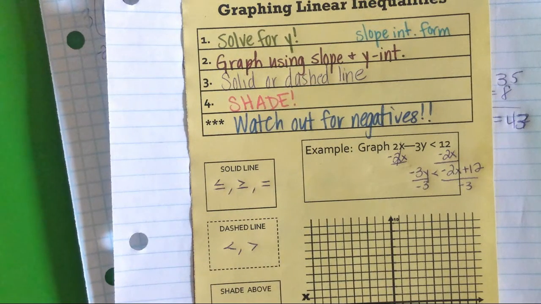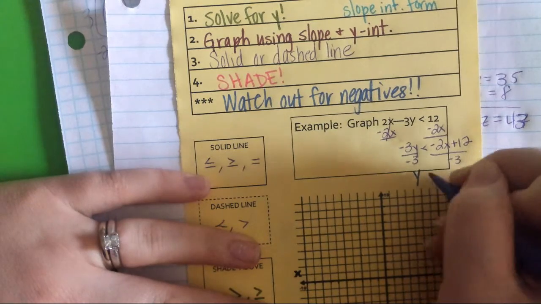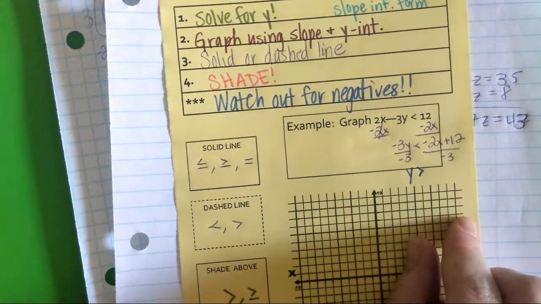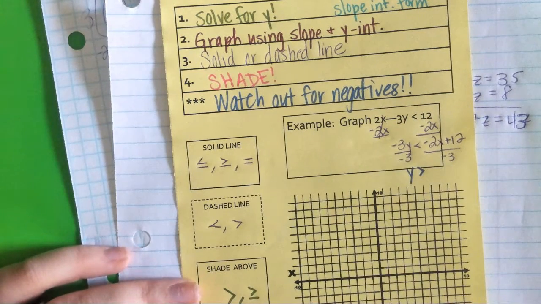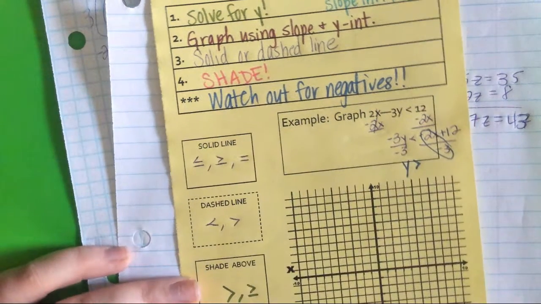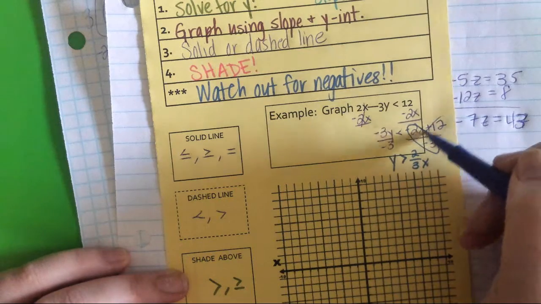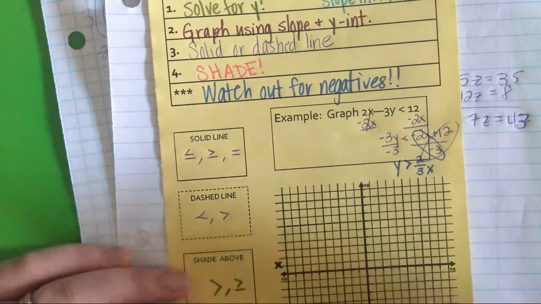Okay, so I have an example, and I have to come back to it now. If I don't flip the sign, I'm going to end up shading below because it's a less than. And then everything's going to be wrong. So I've got to flip the sign. So I divided everyone by negative 3, and I should have y is greater than. And then I want to break this into two fractions. So I'm going to have negative 2 over negative 3. I'm going to do these two together and have positive 2/3 x. And I'm also going to put 12 and negative 3 together. 12 divided by negative 3 is what whole number? Positive or negative? Negative 4.